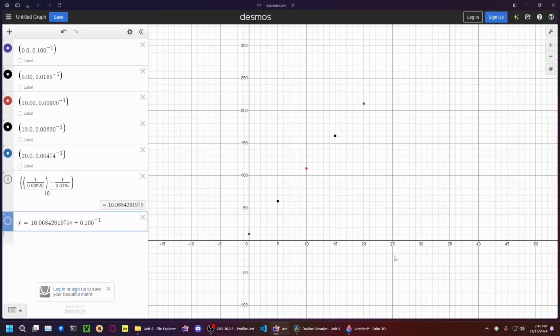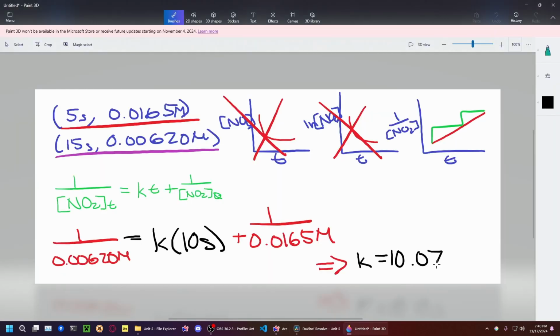So in this case it would be 10.07. As for my units, recall that whenever I subtract these two values, I'm getting something in inverse molar, and then I'm dividing by seconds. So that's the same as multiplying by inverse seconds. So it'll be inverse molar, inverse seconds. Another way you can think about it is that since this is a second order reaction, the K has to be in terms of the units that a second order reaction would have, which is just inverse molar, inverse seconds. Make sure that's clear.